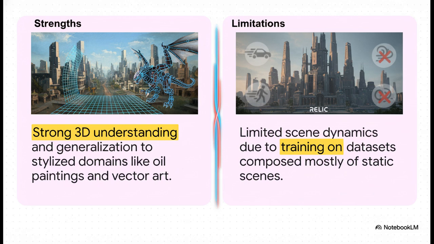But, and the authors are totally open about this, it has one major limitation: dynamics. Pretty much all of its training data was of static places, buildings, rooms, that sort of thing, so it doesn't really know how to handle things that move. The worlds it creates are stunning, but they can feel a little frozen. So the next frontier is pretty clear, right? You gotta start training it on videos with moving people, cars, swaying trees, you name it.